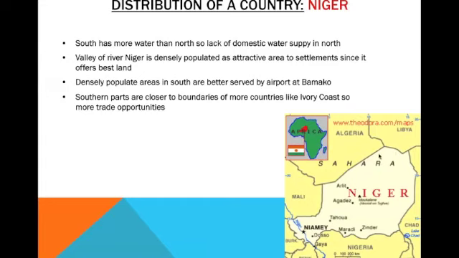People don't have a lot of water, so there'll obviously be fewer people.